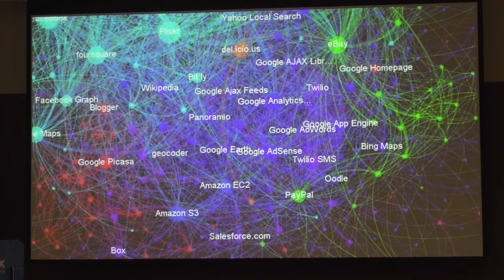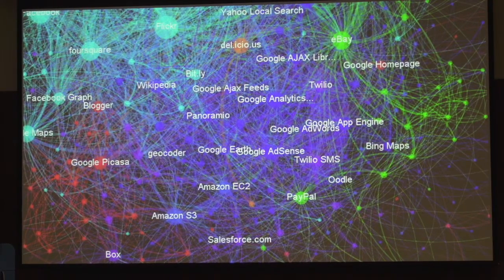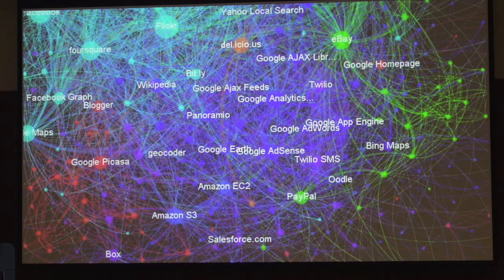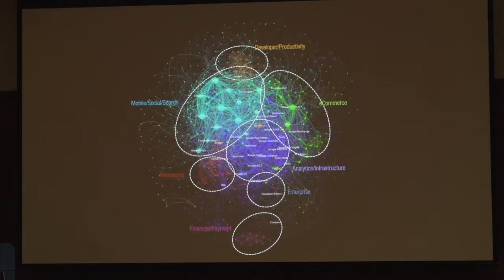If you look at a close-up, there are some very usual suspects in here. So you see Google Maps and Foursquare and Flickr, some of the e-commerce things, PayPal's in here, lots of Amazon things as well. But I wanted to show you as an overview back here.